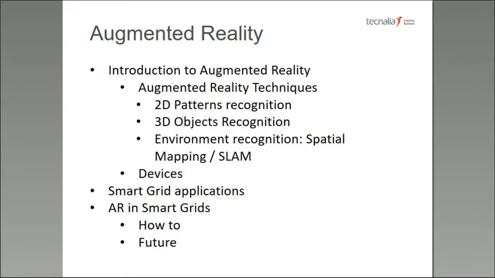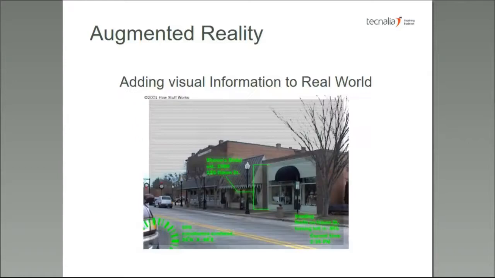Today, first of all, I will give an introduction to augmented reality, talking about different augmented reality techniques, because I think it is important to know what this technology can do with real objects or environments. I will also talk about different devices that can be used to experiment augmented reality and their pros and cons. Then, I will show more different applications for smart grids. Finally, I will talk about how to test this technology and about the expected future of augmented reality.